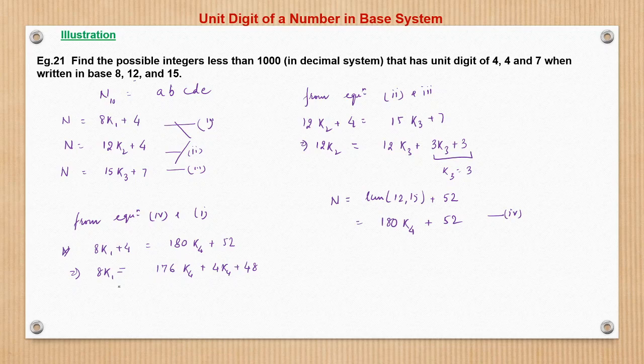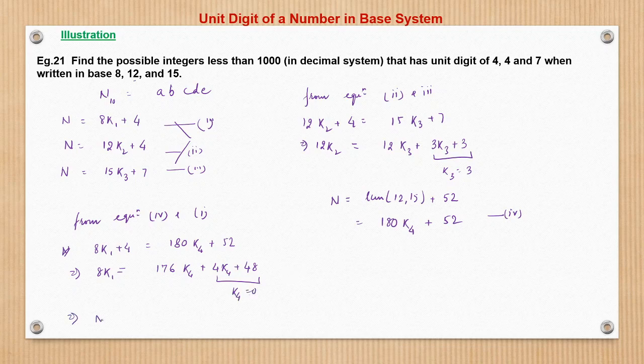So now LHS is a multiple of 8, so RHS must be a multiple of 8. This term is already a multiple of 8, so this should be a multiple of 8, right? So this will be a multiple of 8 at k4 is equal to 0 itself, right? K4, if we put 0, 48 is a multiple of 8. So k4 is equal to 0, we substitute.